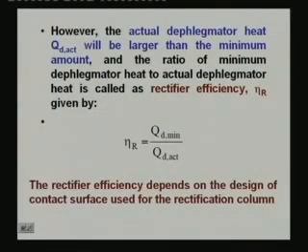However, we find that in the actual case, the actual deflagmator heat will be larger than the minimum amount obtained in this manner. The ratio of minimum deflagmator heat to actual deflagmator heat is called the rectifier efficiency eta R. So, rectifier efficiency eta R is defined as QD minimum by QD actual. QD minimum can be determined from the procedure explained now, and you have to know eta R so that you can find out QD actual. It is observed that the rectifier efficiency eta R depends on the design of the contact surface used for the rectification column. That means what kind of surface you are using. Is it a plate column, or a packed bed, or a spray column? Depending upon that you have to find eta R, and once you know eta R and QD minimum, find QD actual.